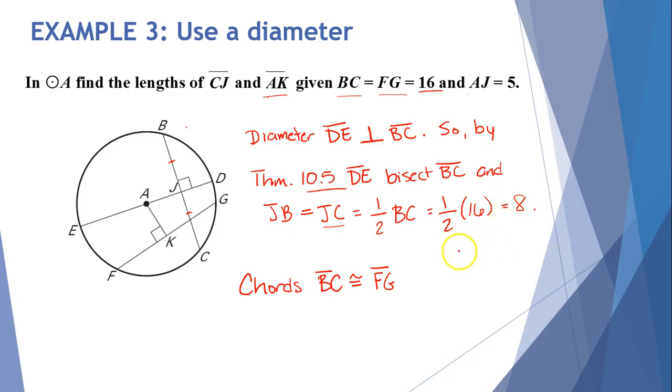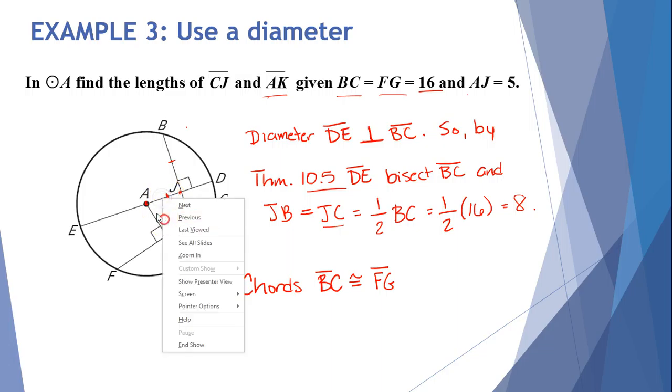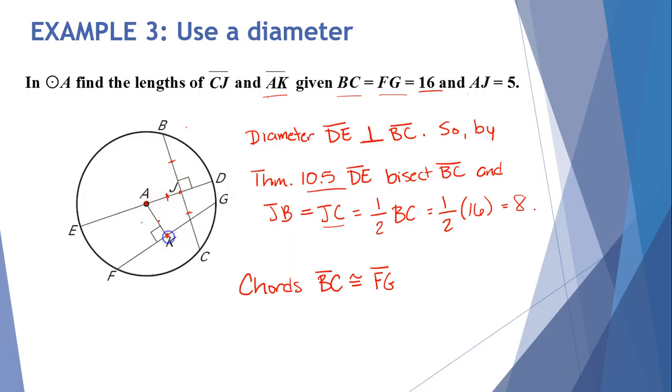Okay, so what this means is AJ is going to be congruent to AK. These two segments are congruent. We know AJ is 5, so AK is also going to be equal to 5. And that's it on example 3.